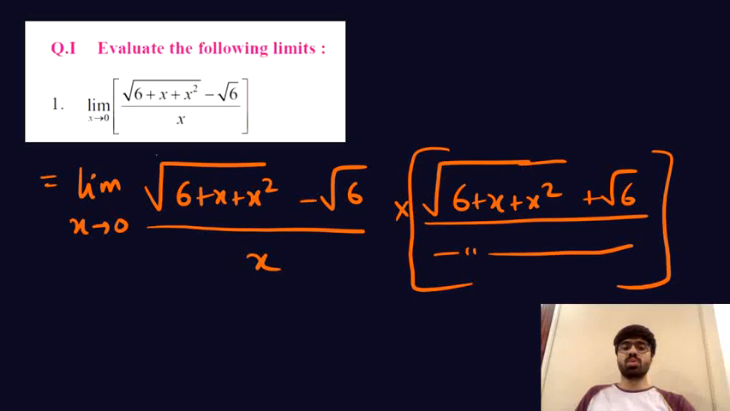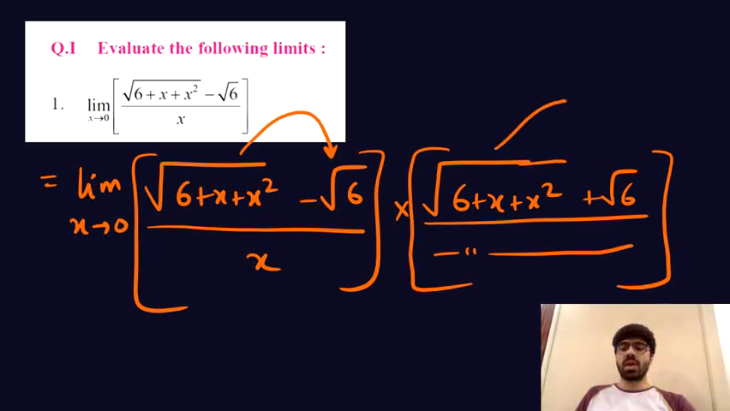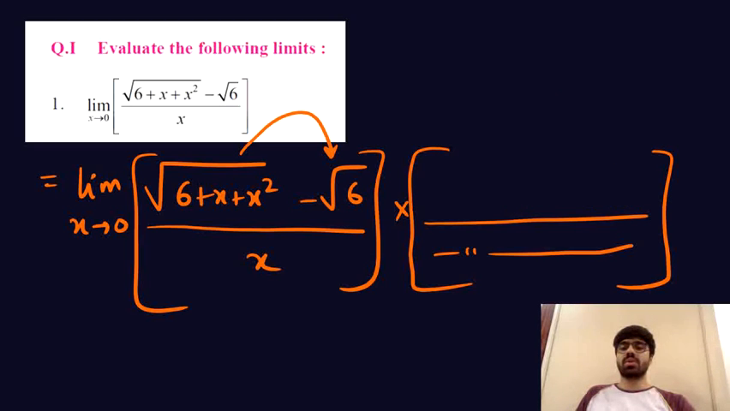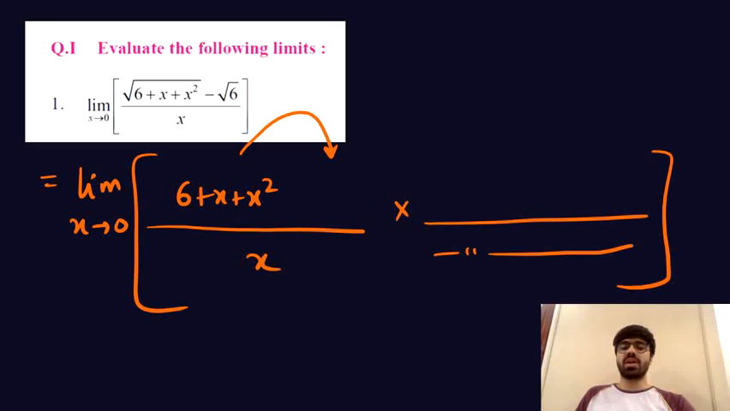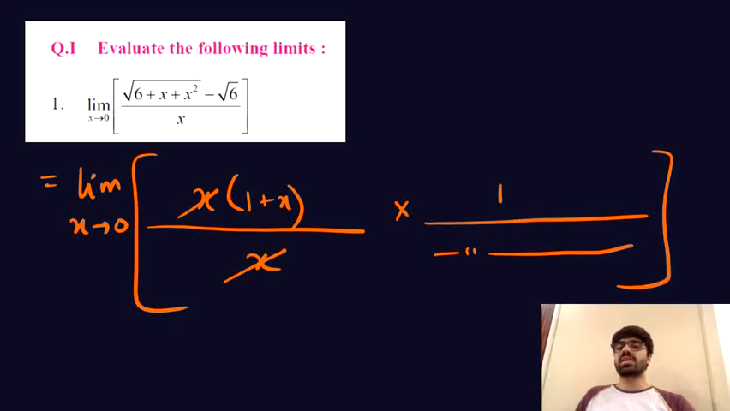So when you do that, the numerator is becoming of the type a minus b into a plus b. So the numerator can be written as a square minus b square. And when you write the numerator as a square minus b square, that becomes this minus root 6 square, which will be equal to 6 only. If you open up the bracket, you have 6 minus 6 getting cancelled, and from the remaining two terms you can pull out an x common. So you will have x into 1 plus x, nothing else left in the numerator, and in the denominator this x will get cancelled with the x here.